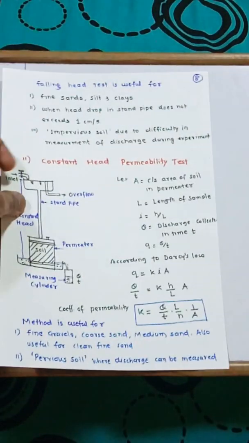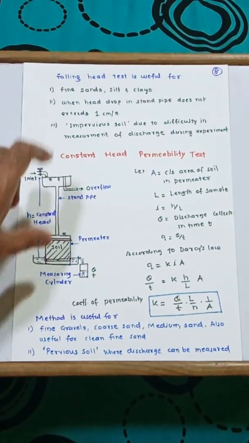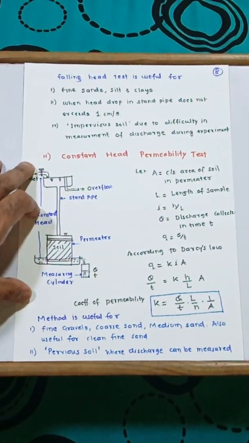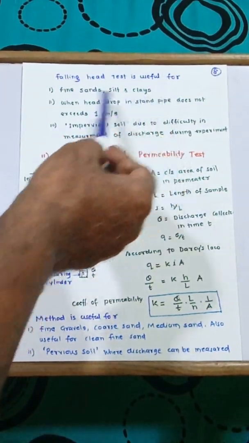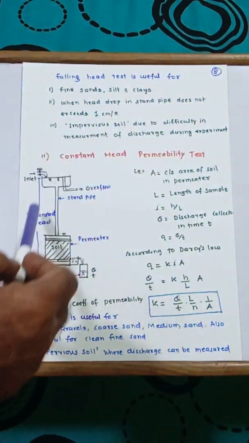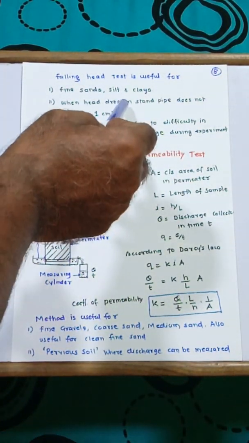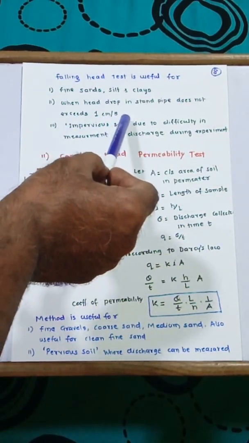Now, what are the conditions in which this test can be performed, or for what type of soil is this test applicable? The falling head test is useful for fine sand, silt, and clays, when the head drop in a standpipe does not exceed 1 centimeter per second.